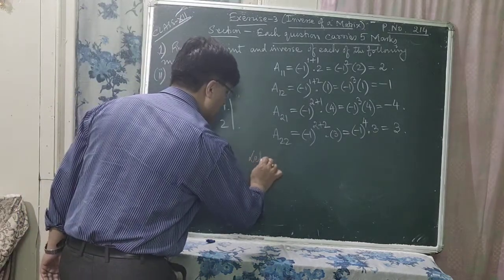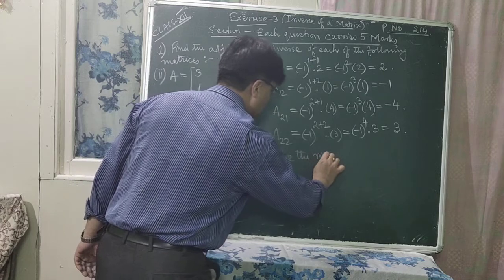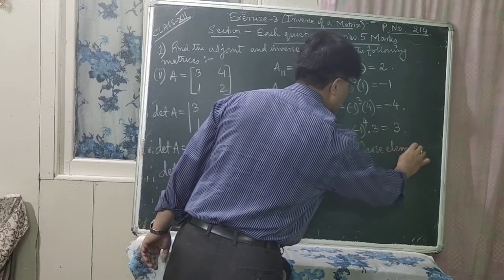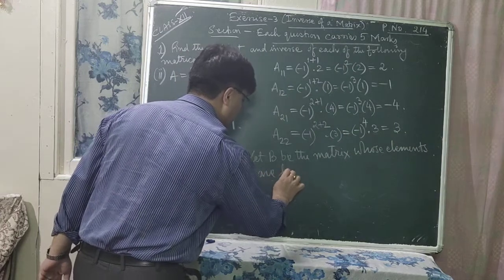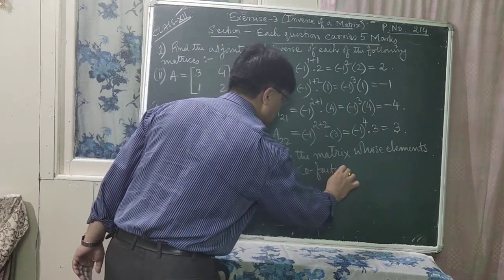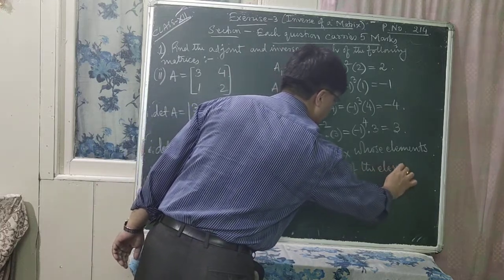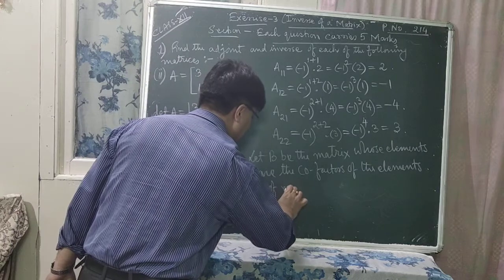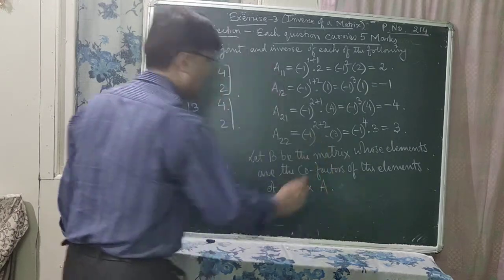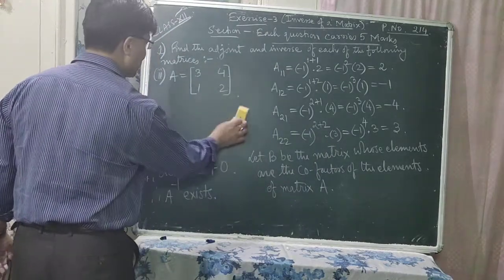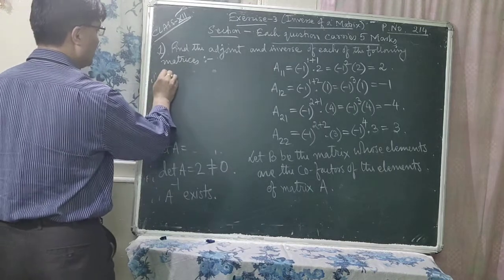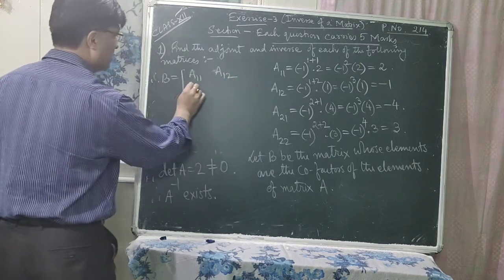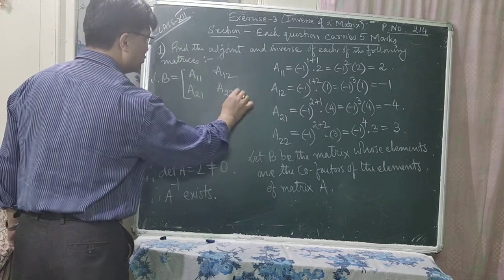Now let us write B matrix. Let capital B be the matrix whose elements are the cofactors of the elements of matrix A. Right? So now let us write down the matrix B. So therefore matrix B is equal to, actually it is A11, capital A12. This is A21 and this is A22. Right?